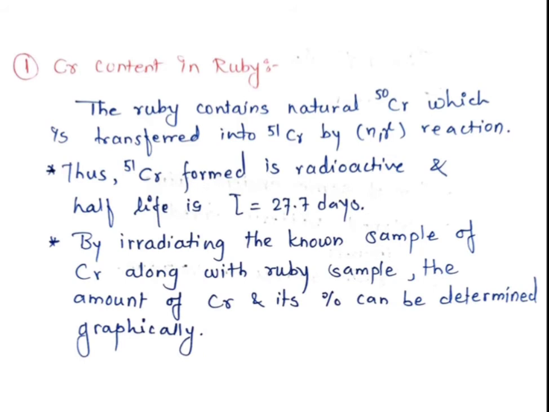By irradiating a known sample of chromium along with the ruby sample, the amount of chromium and its percentage will be determined graphically. So simply, the chromium contained in the ruby laser will be determined by the (n,gamma) reaction. Initially the naturally present chromium is chromium-50. When we bombard it, it will be converted into chromium-51, and the half-life is 27.7 days. The chromium content found in the ruby is 0.1 to 0.4%.